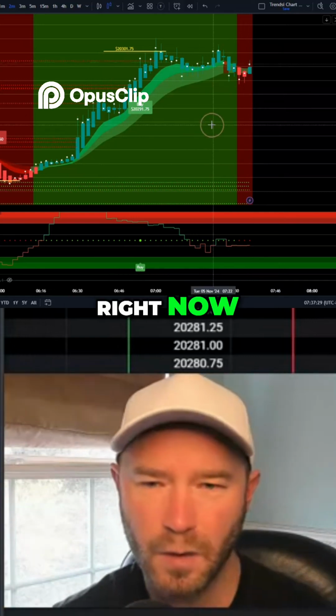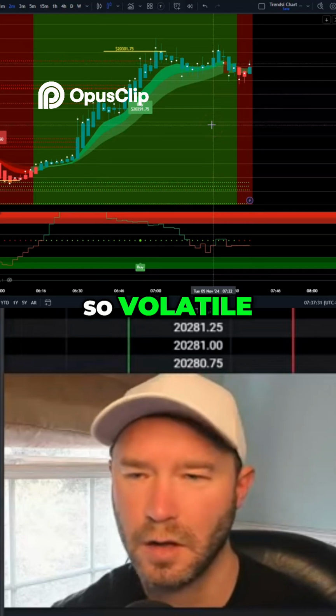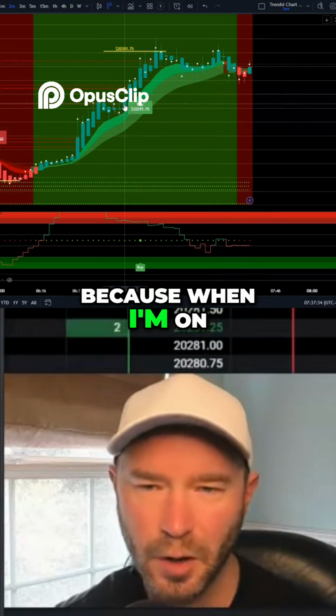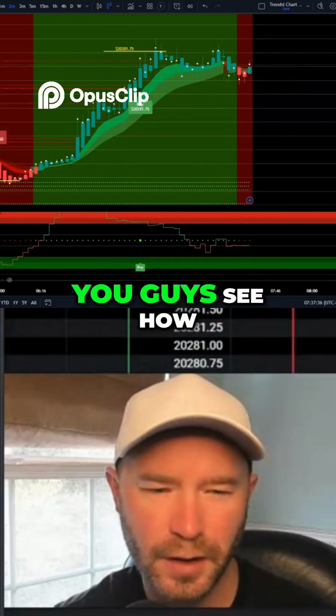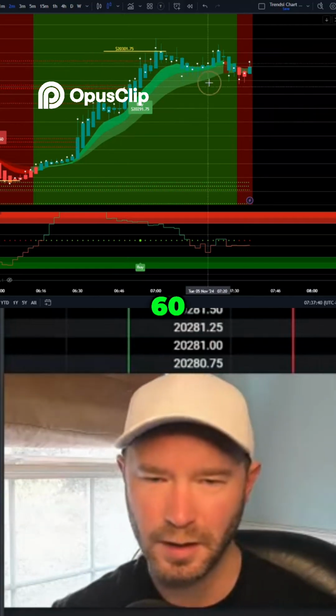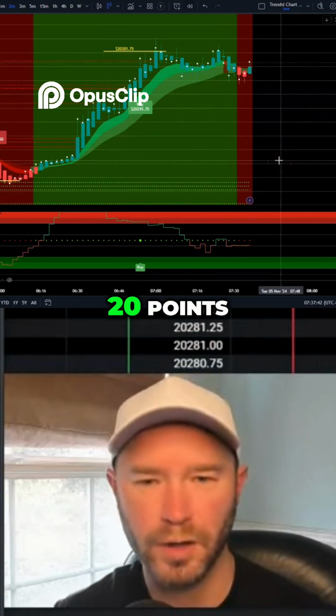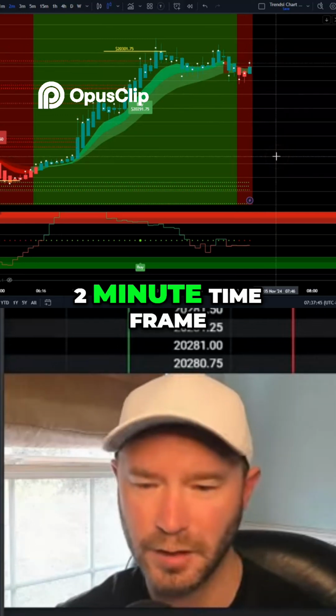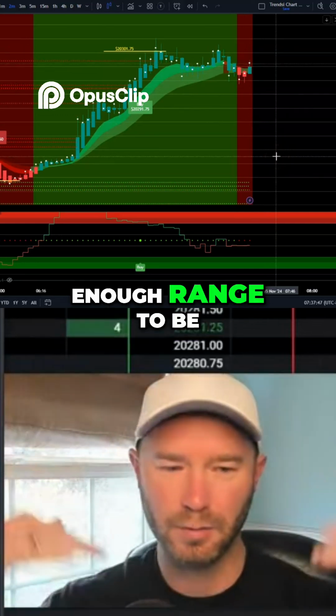And right now, with the markets being so volatile, this is here on the 2 minute time frame because when I'm on here right now, this is populated over here. You guys see how this is 40, 60, 80, 20, and then 20, 40, 60. These candles are engulfing 20 points. So I want to be trading on the 2 minute time frame. It's saying that there's enough range to be able to move that.